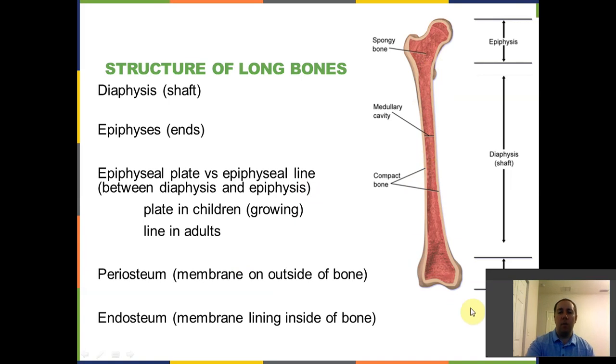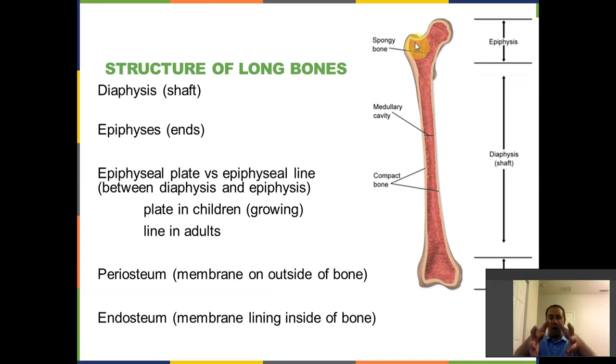If we look at a long bone, we also have some protective membranes. Think of this like the dura mater and the pia mater of the nervous system. These are protective membranes. One is on the outside of the bone, and one is on the inside of the bone. The one on the outside is the periosteum. The one on the inside is the endosteum, and it is going to line the inside of the bone here. So you can see where we have the compact bone on the outside, and then we have the spongy bone in the middle. The endosteum is going to line the spongy bone.